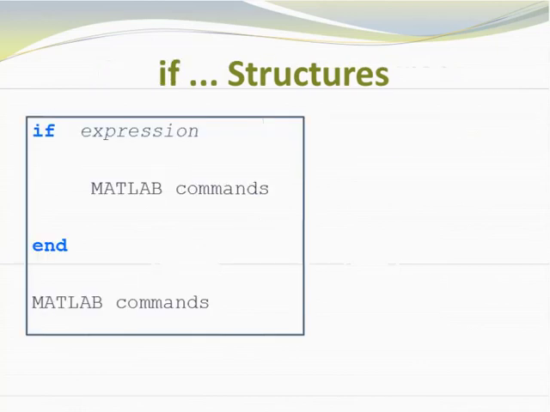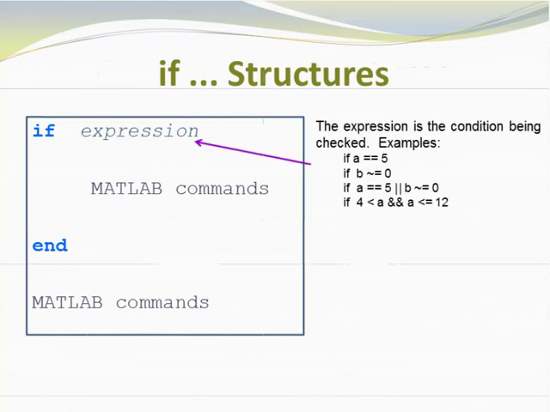The main conditional structure we have available to us in MATLAB, and really in most programming languages, is the if structure, which looks something like this. We start out with if being our keyword for this type of structure in MATLAB, and then next to the if we have some type of conditional expression or conditional statement. We could say if a is equal to 5, if b does not equal 0. We can construct some type of conditional statement and use that as the expression for our if structure.